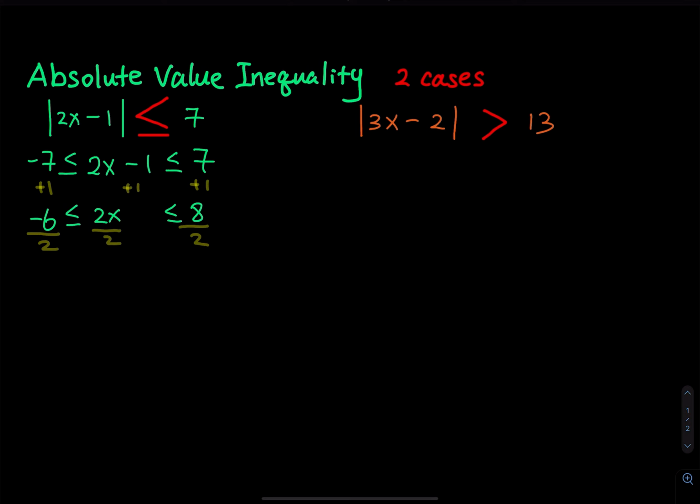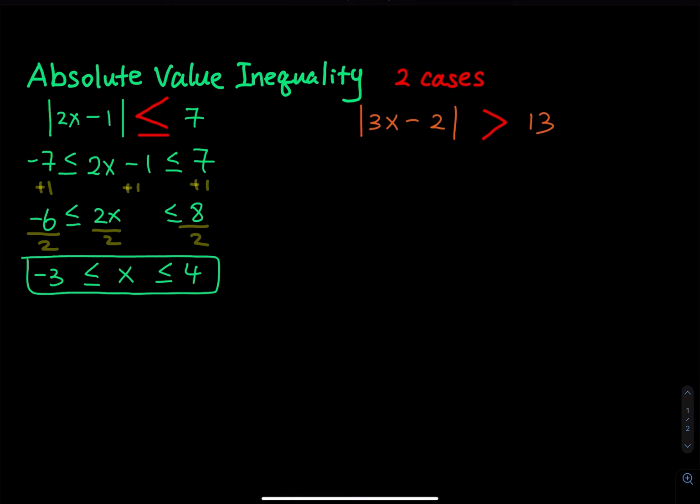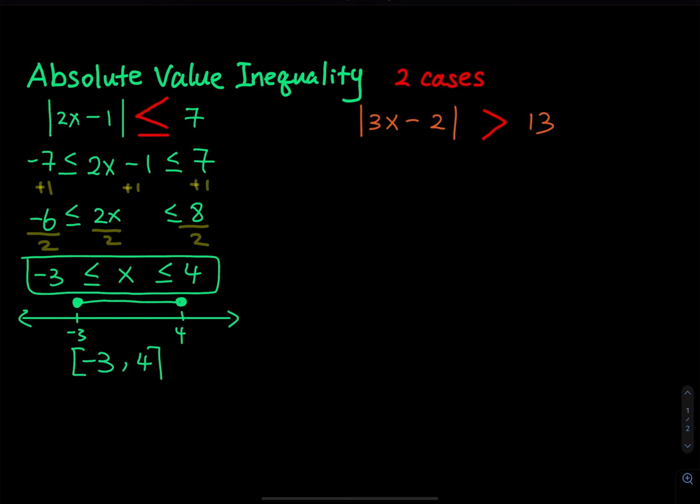So you have an x in the middle. -6 divided by 2 is -3, less than or equal to x, less than or equal to 4. And then this is done. Usually they ask you to put this on a number line. So on the number line, -3, and then past the 4. Since there is an equal, I will use a solid circle. And then the interval is -3 square bracket, comma, 4 square bracket.